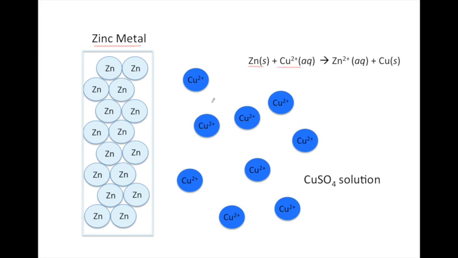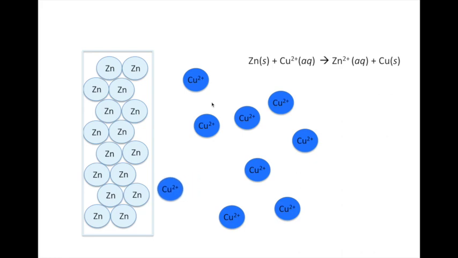So what happens? Well, the copper ions are free to move around in solution, and when a copper ion bumps into one of the zinc atoms, you have an electron transfer. You have a spontaneous transfer, in this case, of 2 electrons. Now, when the zinc loses electrons, it's going to form zinc 2+, and the copper, when it gains 2 electrons, will form solid copper. So you can see that here.